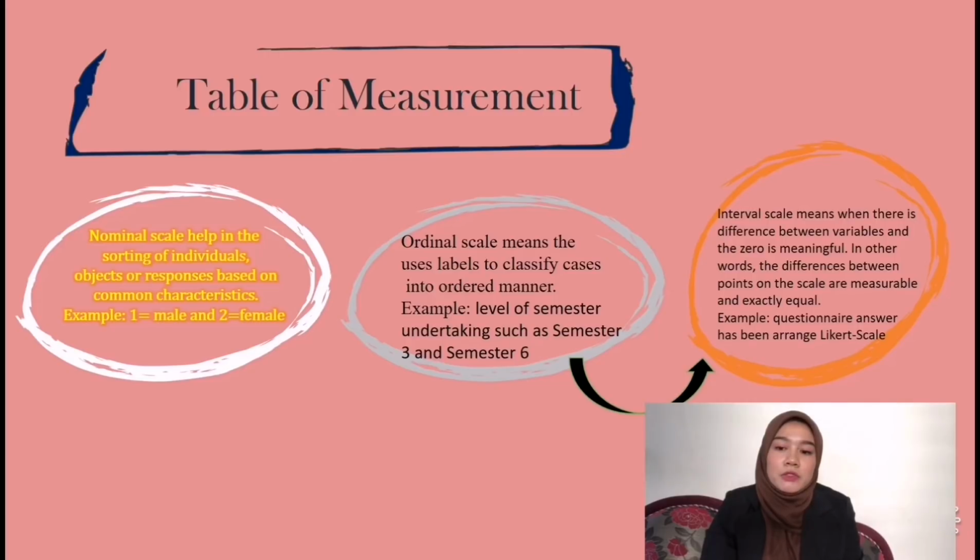And third is the interval scale. Interval scales mean there is a difference between the variable and the result, and zero is meaningful. For example, it's the questionnaire answers that have been arranged according to the Likert scale.